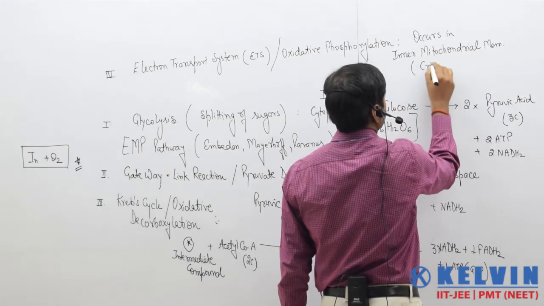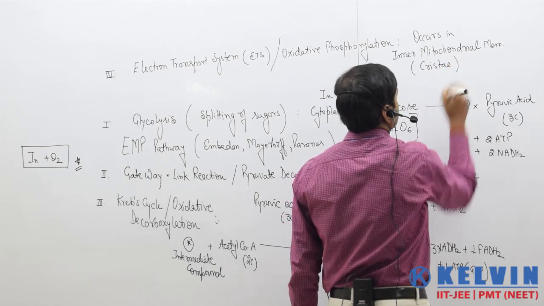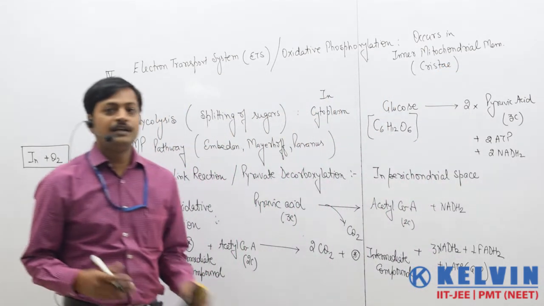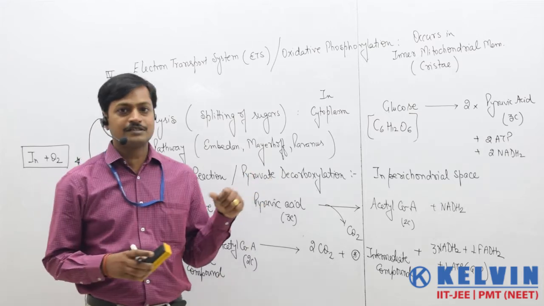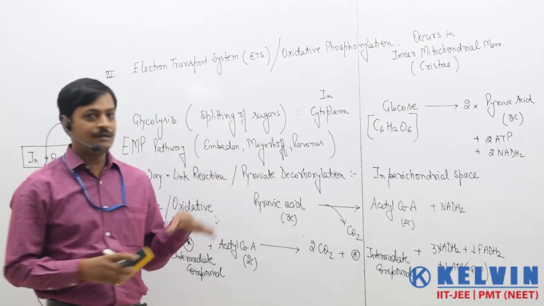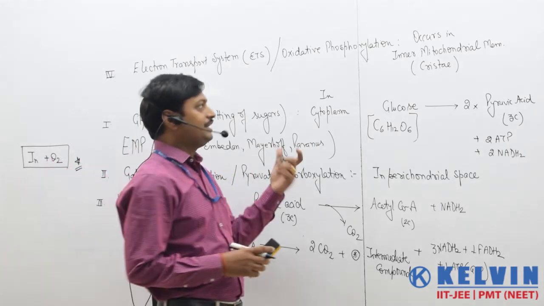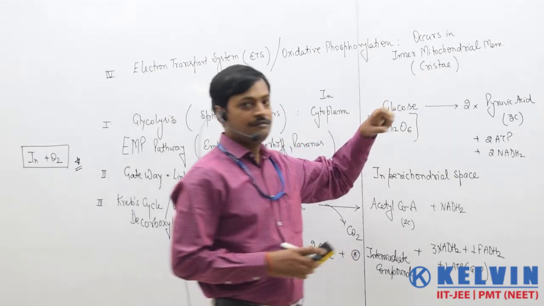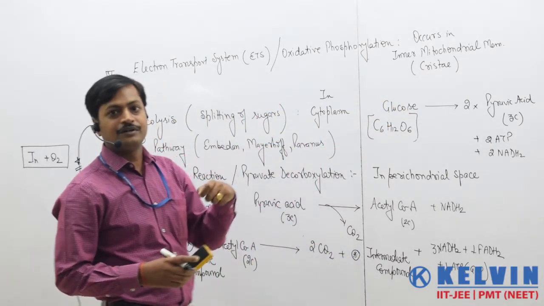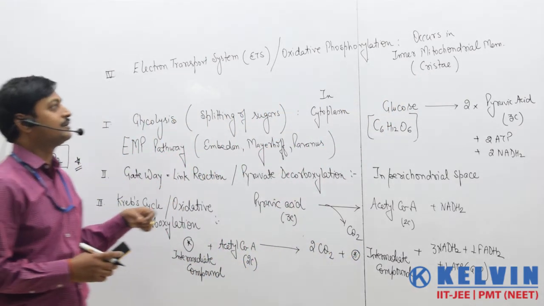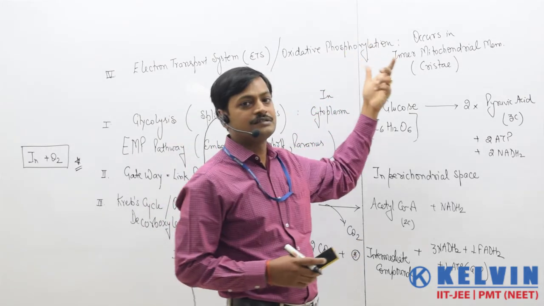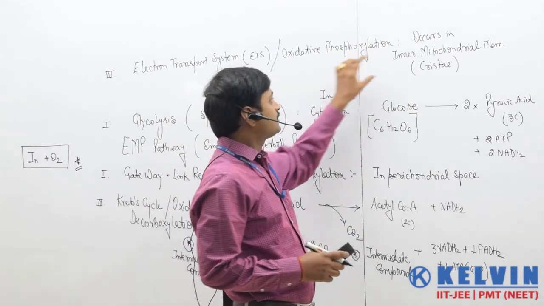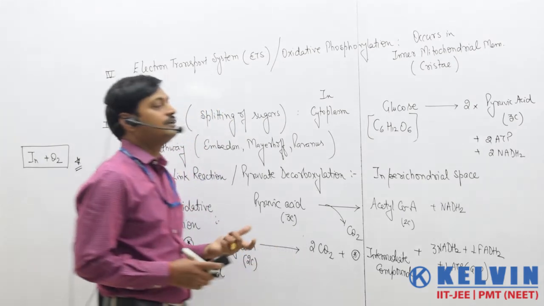Or Christie. So that occurs in the inner mitochondrial membrane or the membrane of Christie. These are the infoldings which are formed in the inner mitochondrial membrane, and these infoldings are known as Christie. आपने mitochondria का structure पढ़ा होगा, उसमें ये Christie term use करते हैं. So we can use both the terms, either inner mitochondrial membrane or Christie. So ETS occurs in the inner mitochondrial membrane or Christie.